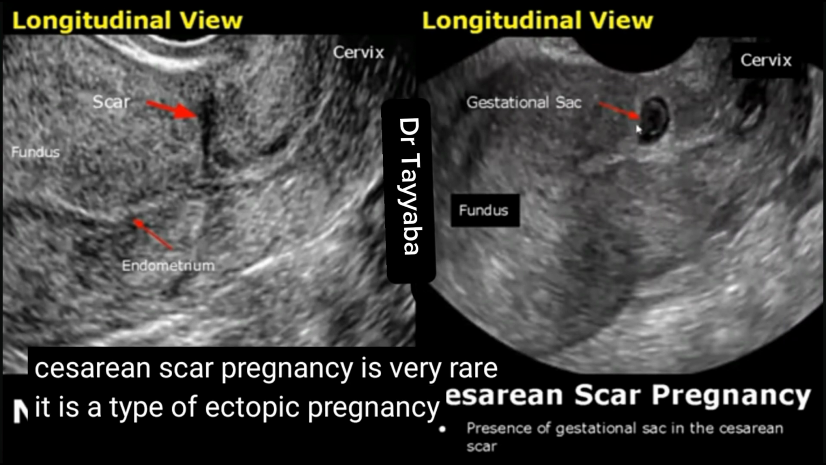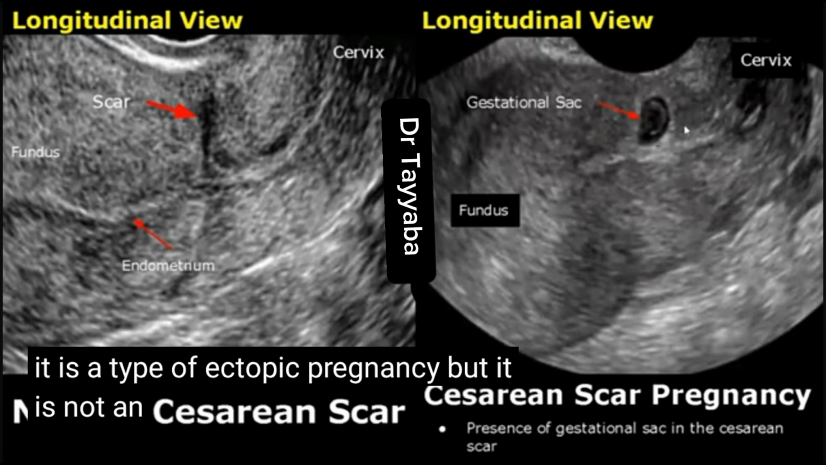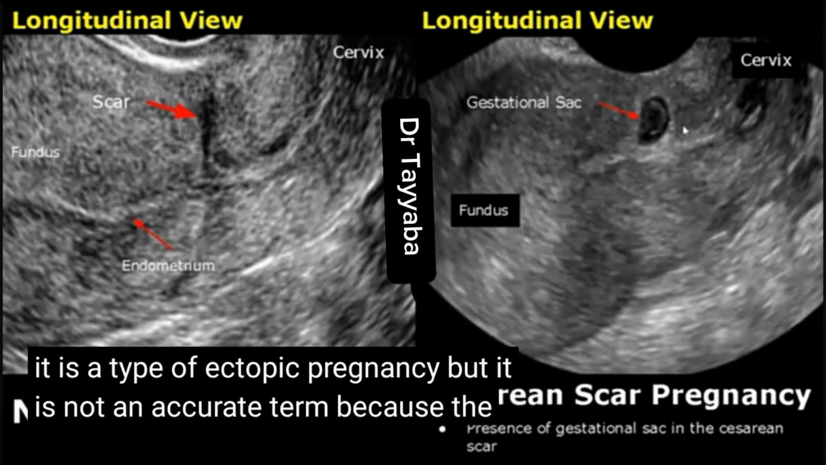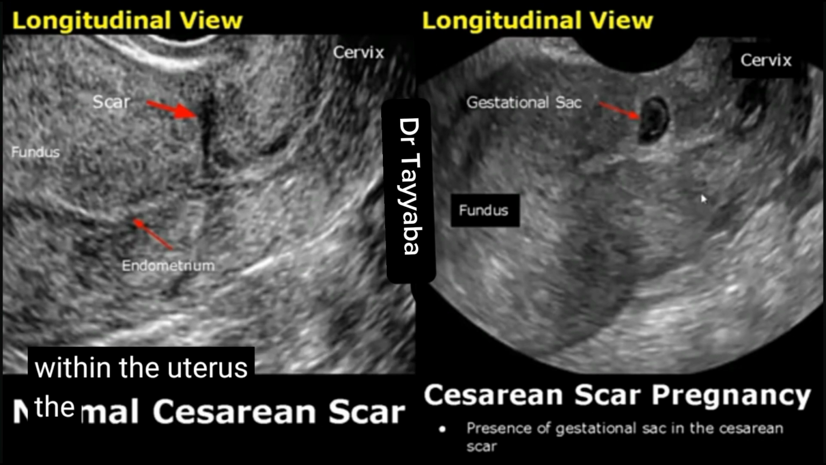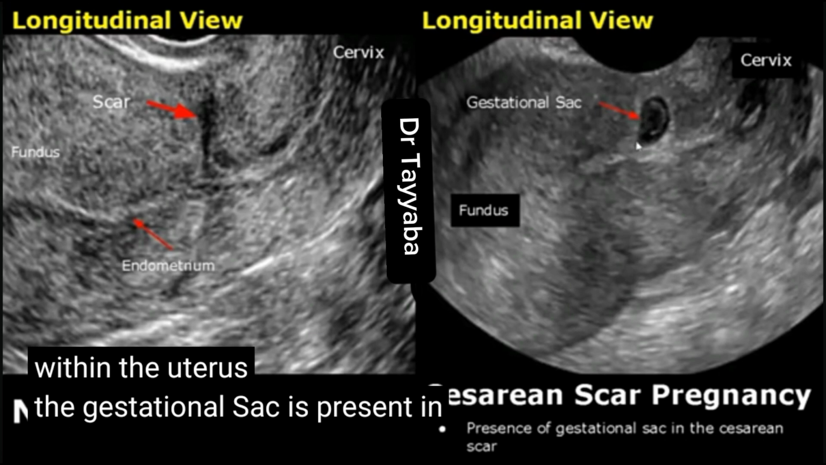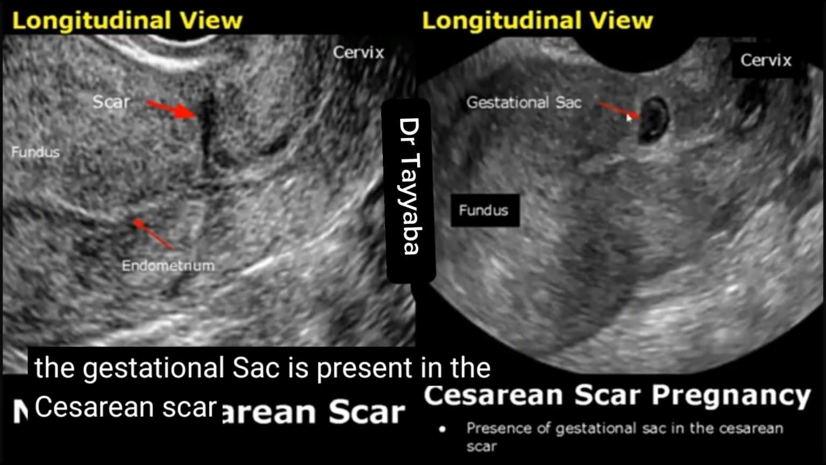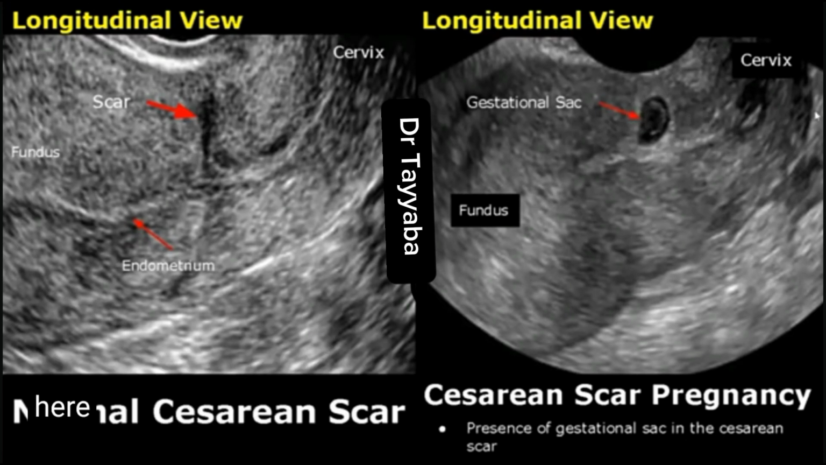Cesarian scar pregnancy is very rare. It is a type of ectopic pregnancy, but it is not an accurate term because the gestational sac is still implanted within the uterus. The gestational sac is present in the Cesarian scar.